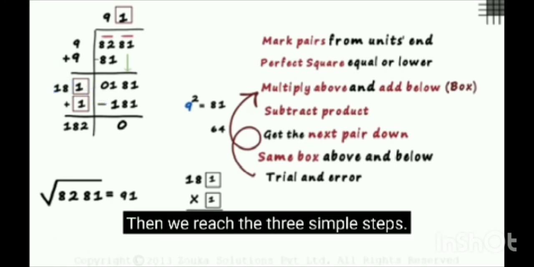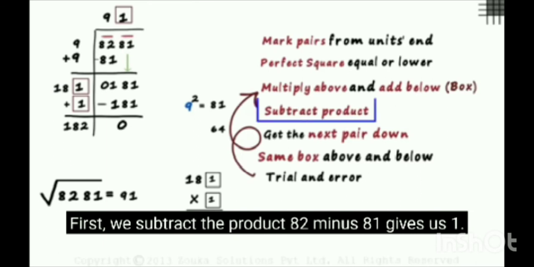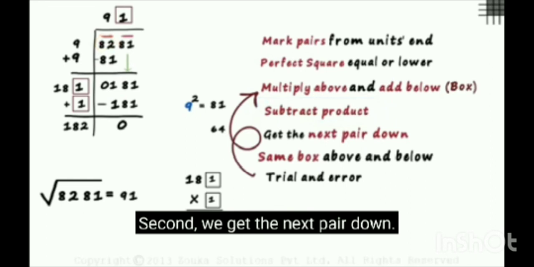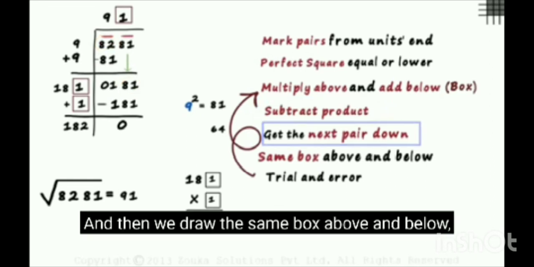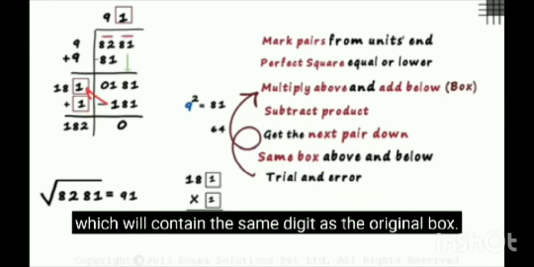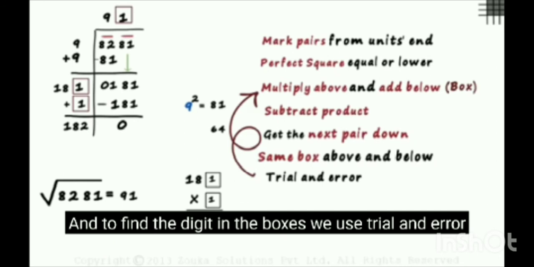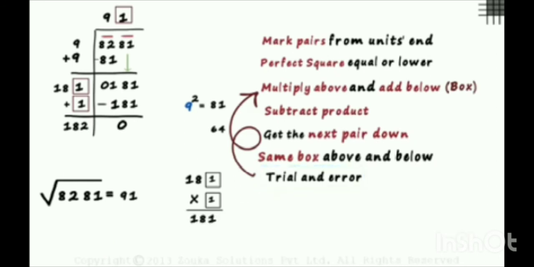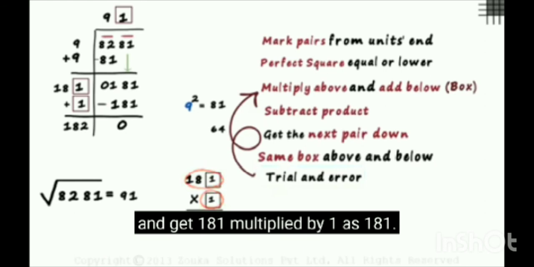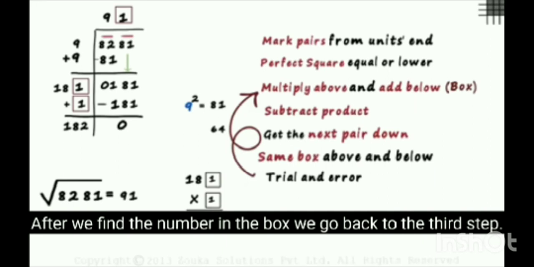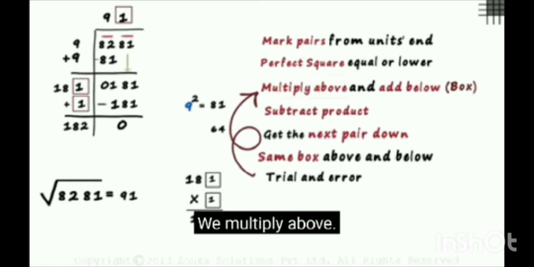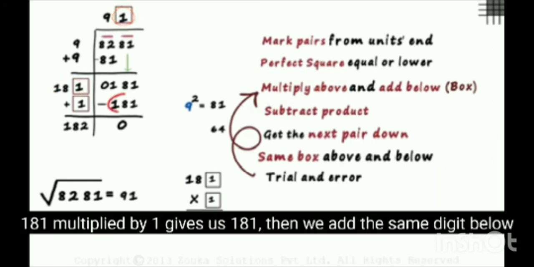Then we reach the 3 simple steps. First, we subtract the product. 82 minus 81 gives us 1. Second, we get the next pair down. And then we draw the same box above and below, which will contain the same digit as the original box. And to find the digit in the boxes, we use trial and error and get 181 multiplied by 1 as 181. So the number in the box will be 1. After we find the number in the box, we go back to the third step. We multiply above. 181 multiplied by 1 gives us 181.